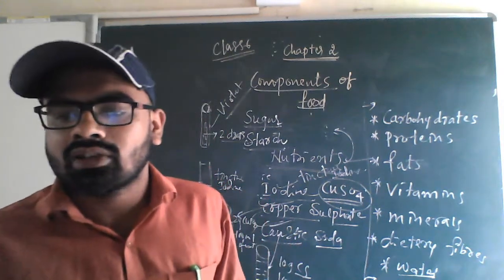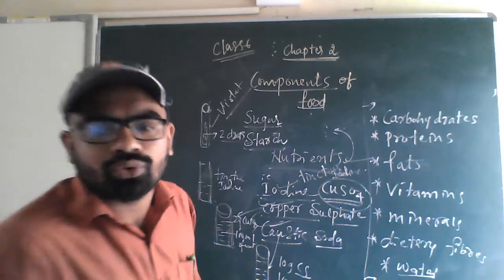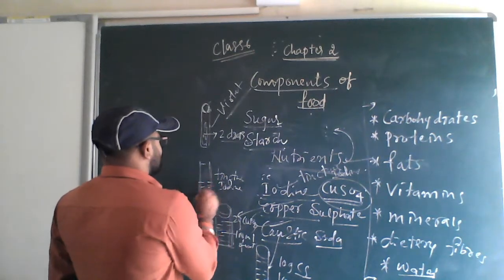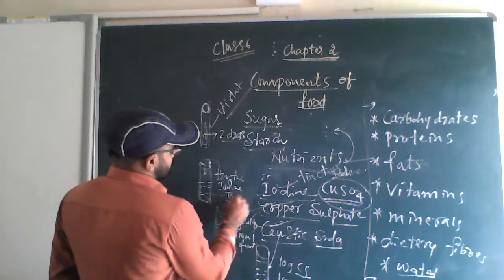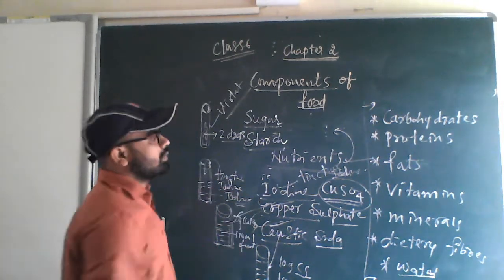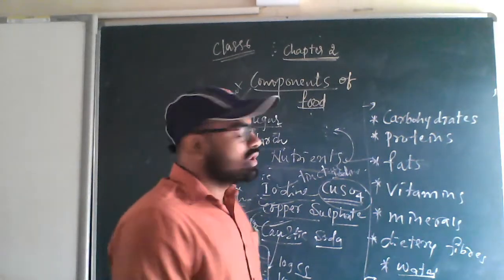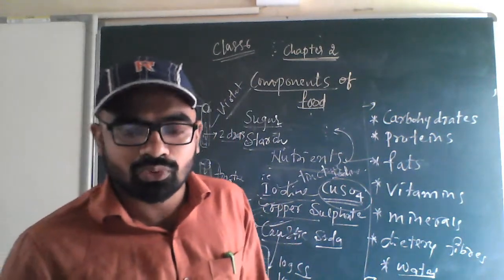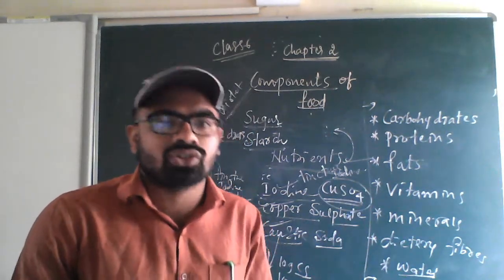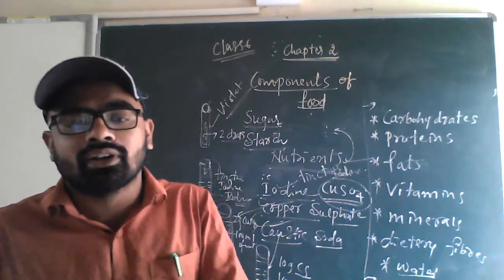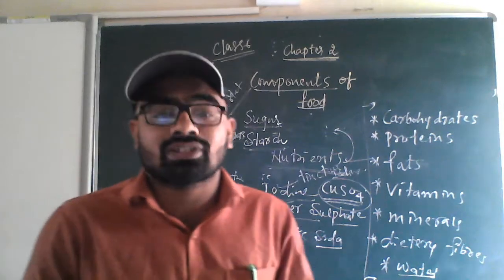For iodine, add a few drops of tincture iodine to a half-filled test tube. So this is iodine solution. This way we have to prepare all the solutions. Which are the tests we have to do? First, the test for starch, that is the test for carbohydrate, and the second one, the test for protein.